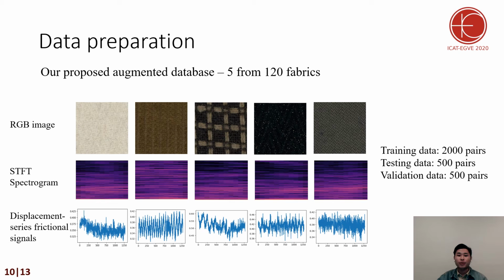Finally, we acquired 3,000 pairs of visual and tactile data, and we randomly separated the dataset as 2,000 pairs of training data, 500 pairs of validation data, and 500 pairs of testing data. These pictures show the RGB images, STFT spectrograms, and displacement-series frictional signals. We use this database to verify and evaluate our FrictGAN model.